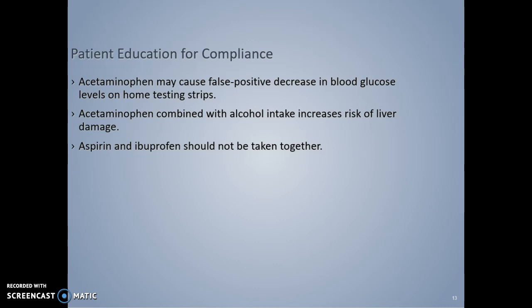And aspirin and ibuprofen should not be taken together. Why do you think aspirin and ibuprofen should not be taken together? It's because the two medications slow the actions of each other and increase side effects. Okay, and the side effects could be GI bleeding, decreased effect of aspirin. However, if low doses of aspirin are prescribed to decrease the platelet aggregation, then the aspirin and ibuprofen can be used.